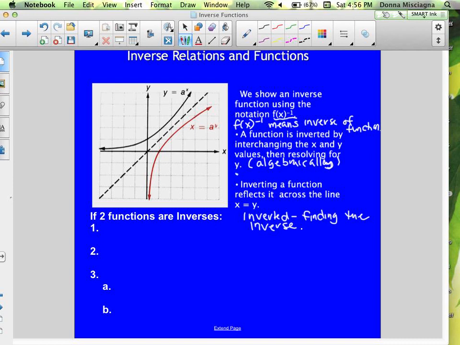We also have another way. I want you to add all of this to your notes. Everything you see me write right here, add to your notes. We could also just interchange the x and y. We would use this method if we were given points or a table of values. And we will do this method in this particular lesson.